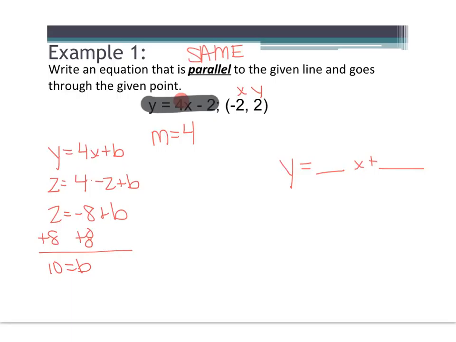So we find that b is equal to 10, but I'm not done, because remember we said we're writing an equation. So now I have my slope, which is 4, and my b value, which is 10. So my answer is y equals 4x plus 10. So this is a line that's parallel to the original equation, but we're using a different point.